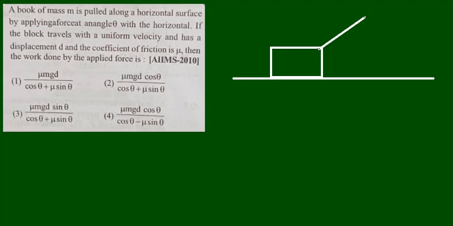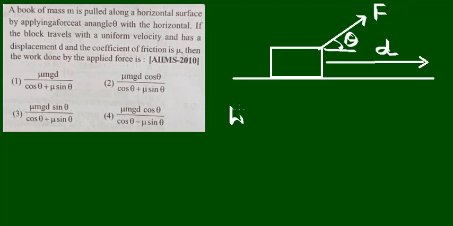And you need to calculate the work done by this force F when the body moves through a distance d. So from here assume that it moves in this direction through a certain distance d. So the distance traveled by the body is d, and this angle with the horizontal is theta, so you can mark this angle theta. We need to find out the work done. Since F is constant, the work done will be equal to Fd into cos theta, but we need to find out the force F.